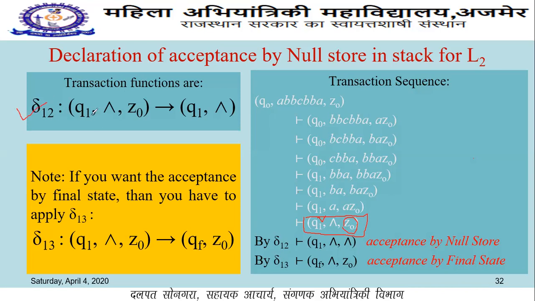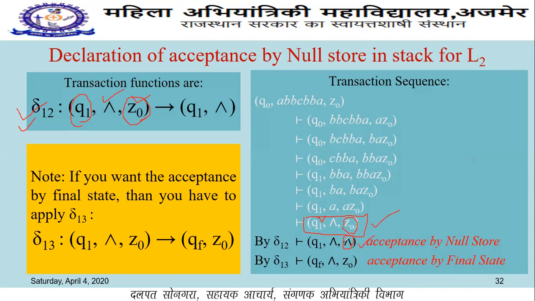That is, when the machine is in state Q1 and reads null from the input string and the top element of the stack is Z0, then eliminate or pop this Z0 from the stack and make the stack empty. This we can do by using delta 12. When we apply delta 12 at this situation, it erases the top element of the stack also. So the next transition sequence is this.